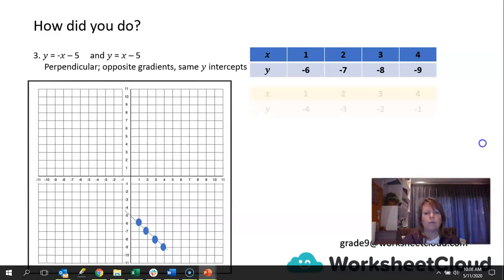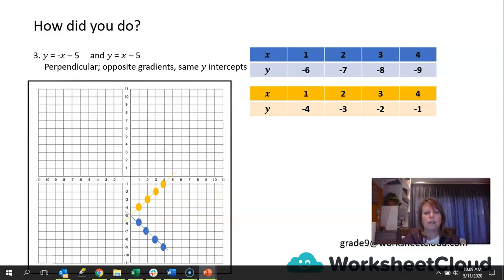Right, let's do the yellow graph. Again x is 1, 2, 3, 4, and we then substitute in where x is positive x. So 1 minus 5 is minus 4, 2 minus 5 is minus 3, 3 minus 5 is minus 2, and 4 minus 5 is minus 1. Let's plot these. There we go, there we go, and there we go. So we've got 1 minus 4, 2 minus 3, 3 minus 2, and 4 minus 1. The y-intercept again is at minus 5. Draw the line, it goes through the y-intercept.